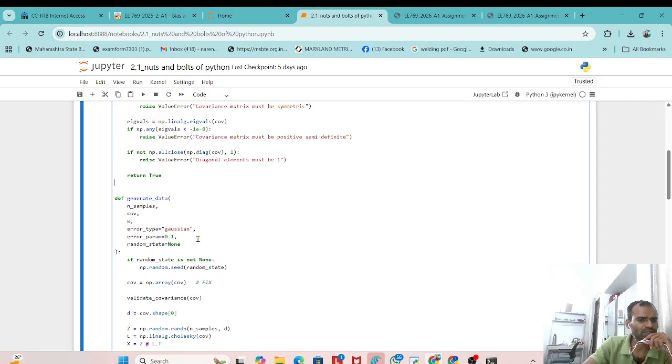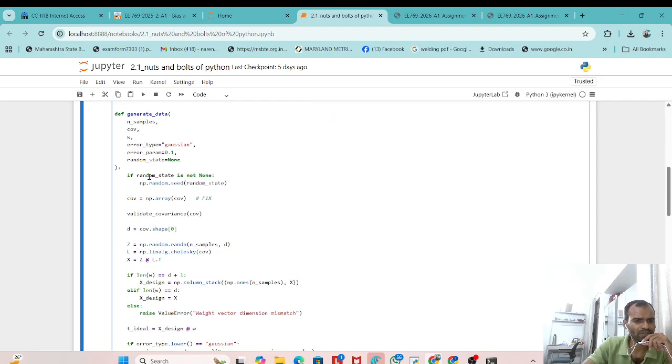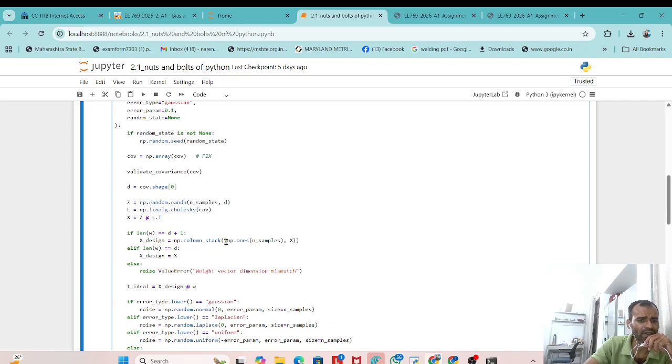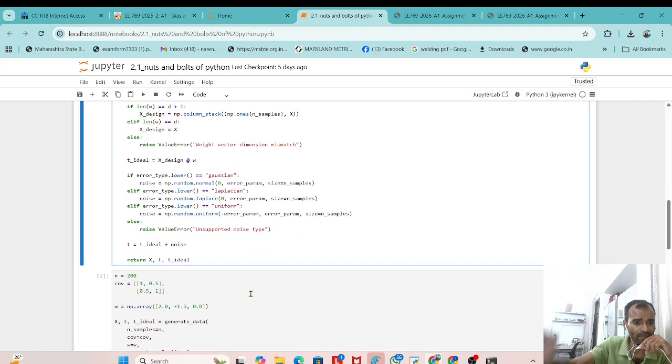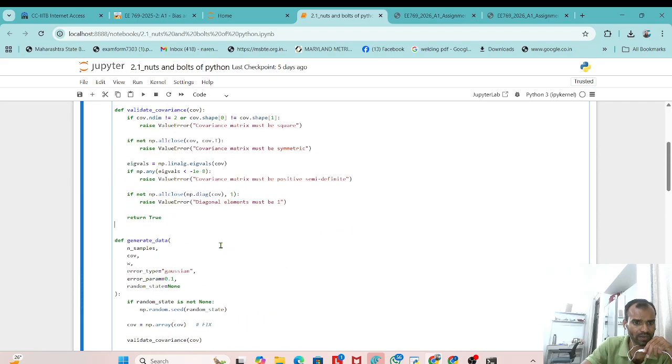And then I have generated the data, number of samples randomly I have generated, and then I am finding out what will be its ideal output with the noisy output, right? When we are using the Gaussian, when we are using the Laplacian, when we are using the uniform, what will be its QQ plot, what will be its noisy output, actually ideal versus noisy output, that is what we are going to see, right?